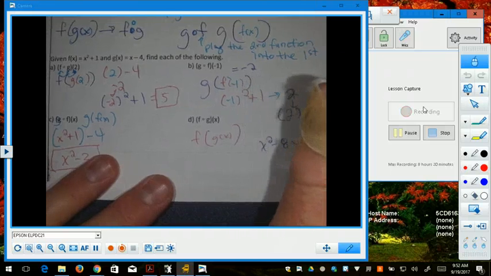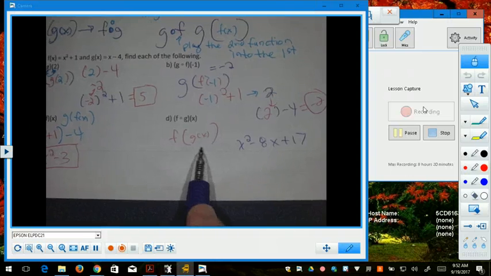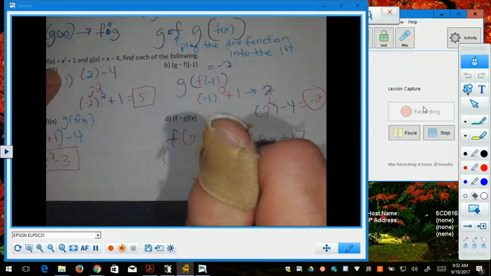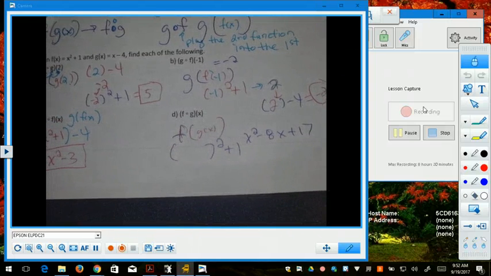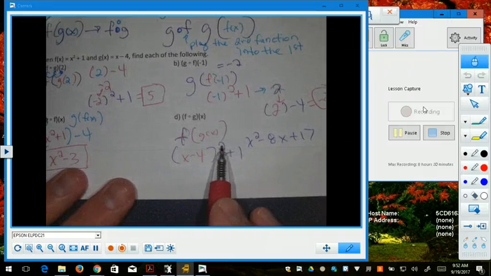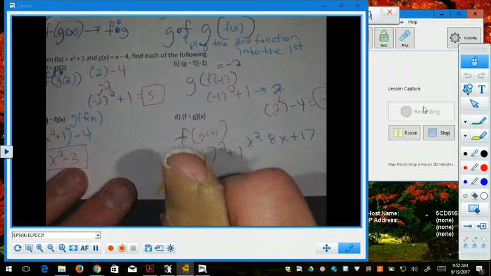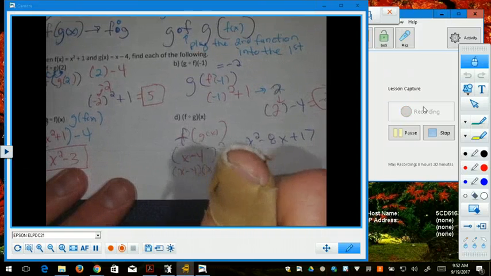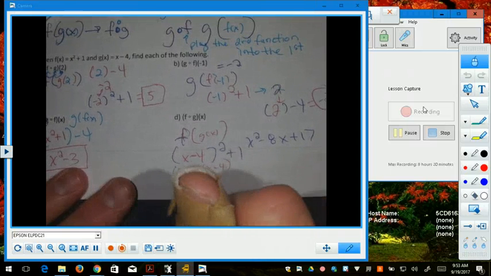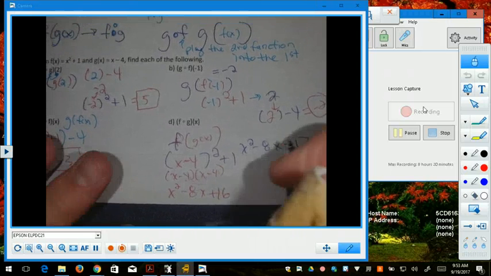X squared minus 8x plus 17 is correct. So for that particular problem, you would plug g into f. So f right now is x squared plus 1. G is x minus 4. You can't distribute the squared because these aren't multiplied, they're subtracted. So I have to actually expand it as x minus 4 by x minus 4, which is x squared minus 4x is minus 8x. Negative 4 times negative 4 is positive 16.